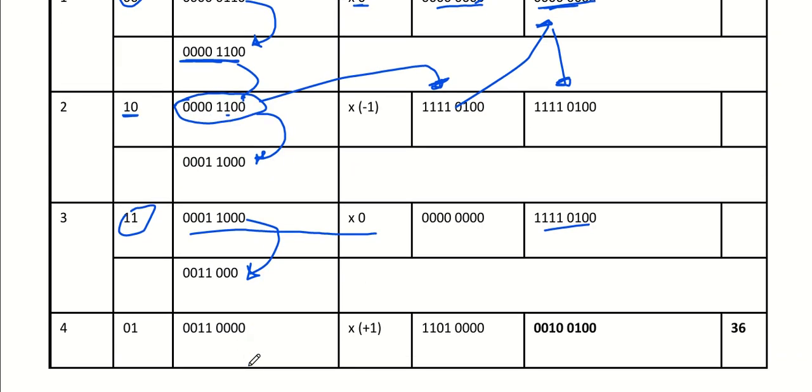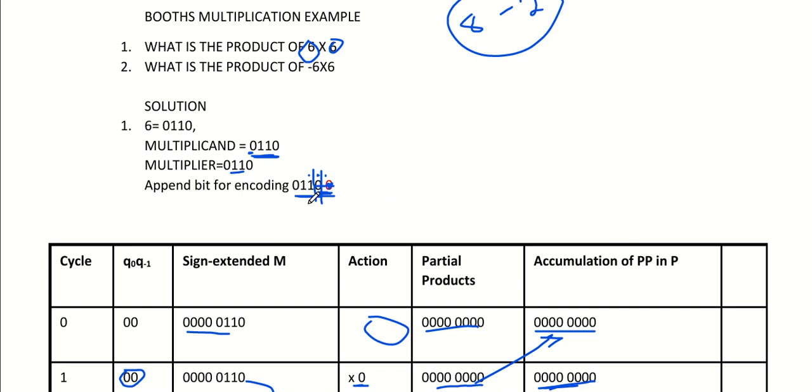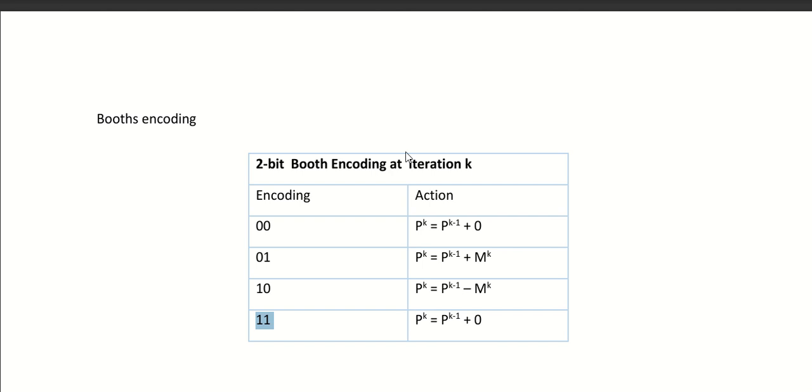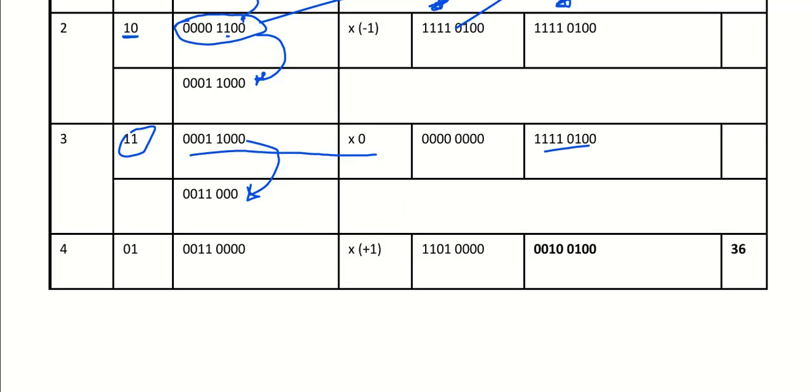Then we go to the fourth cycle. The fourth cycle is practically the same. We realize that at the end of the day, we are also done with this one. So we are left with what? These two, 0 1. For 0 1, Booth encoding says we should what? We should add.